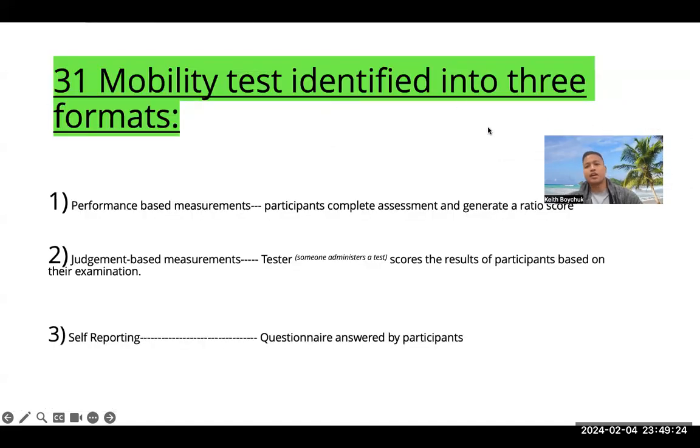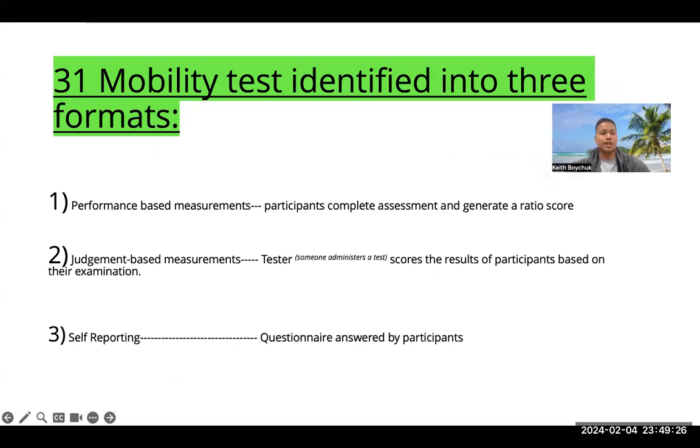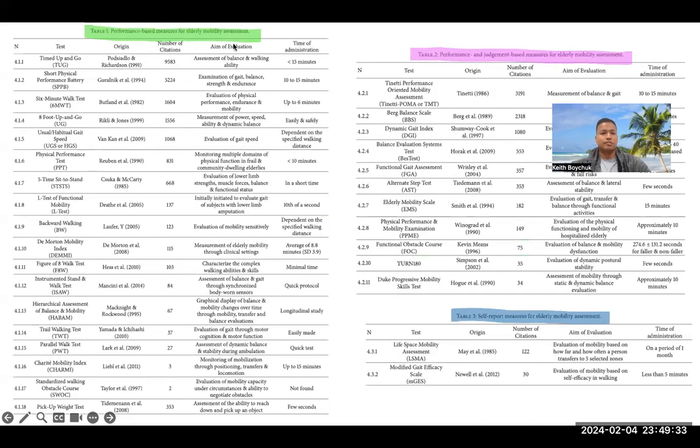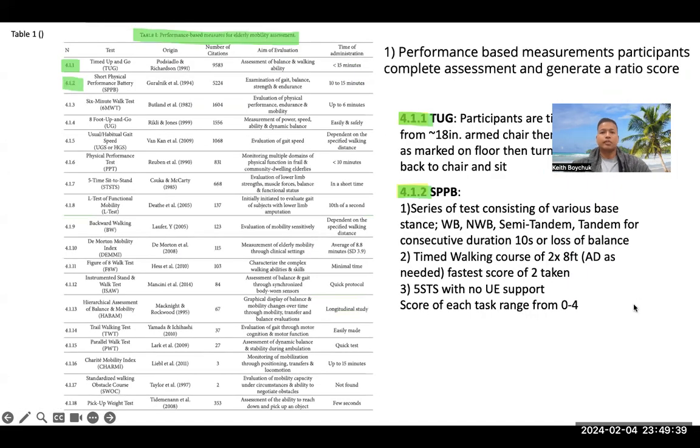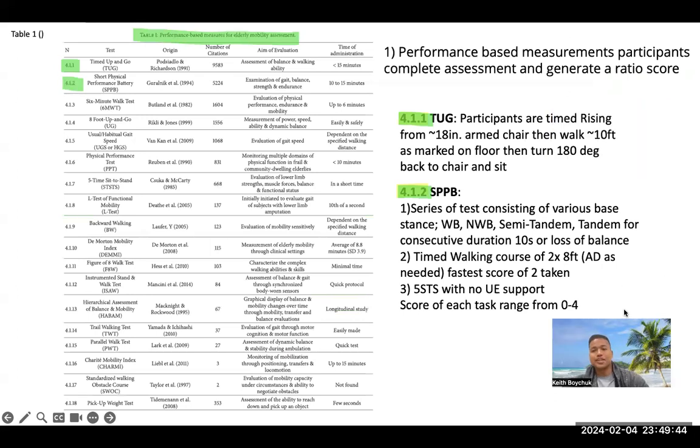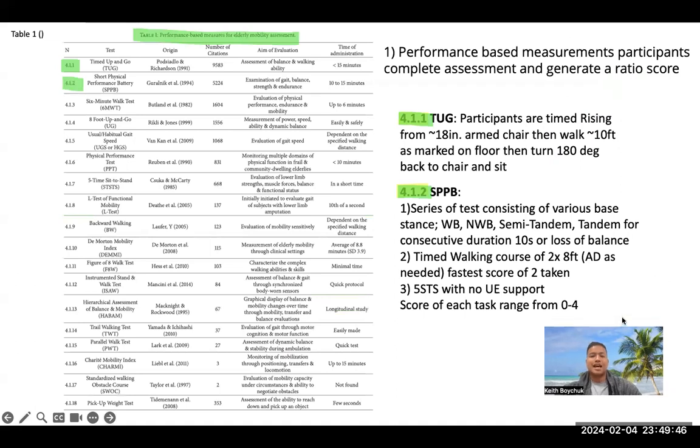These tests are then classified into three subsections: performance-based measurements, judgment-based measurements, and self-reporting. Those are the three sections we'll be looking at. The performance-based measurements are based off of participants completing specific tasks, and through that they are generating a ratio score. So once again, we'll quickly go through it.